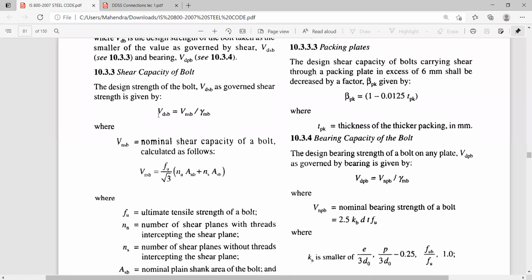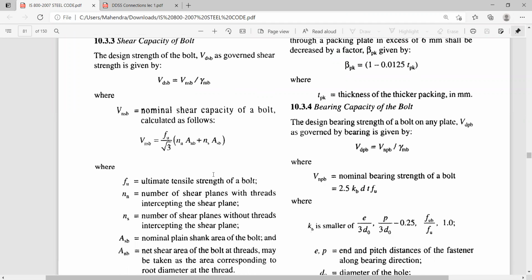See here, there is a formula to calculate the shearing capacity of the bolt. That is VDSB equals VNSB upon gamma MB. VNSB is nothing but the nominal shear capacity of the bolt. For VNSB again you have the formula, that is FU upon root 3 times (NN into ANB plus NS into ASB). What is FU here? FU is nothing but the ultimate tensile strength of the bolt.